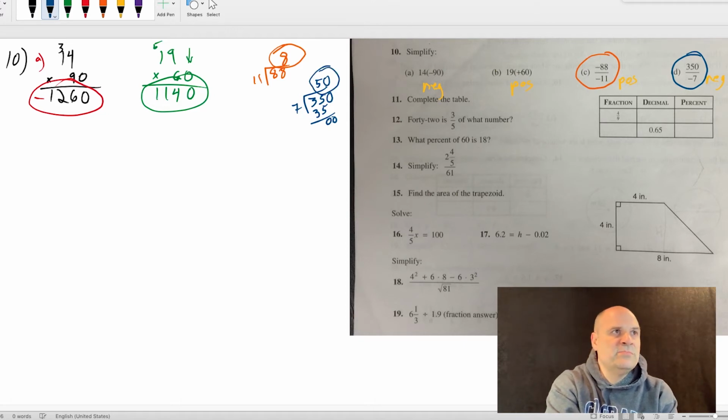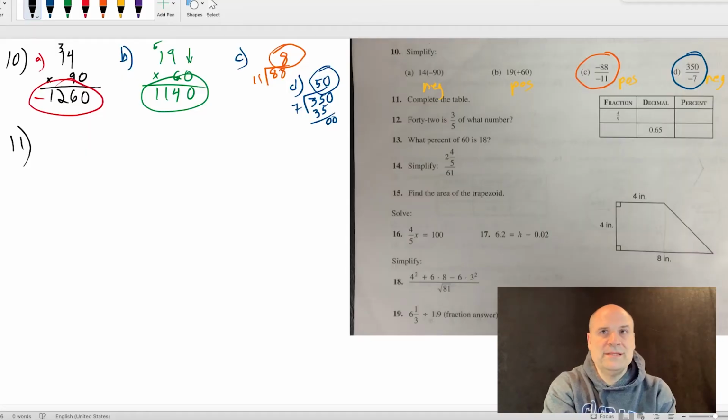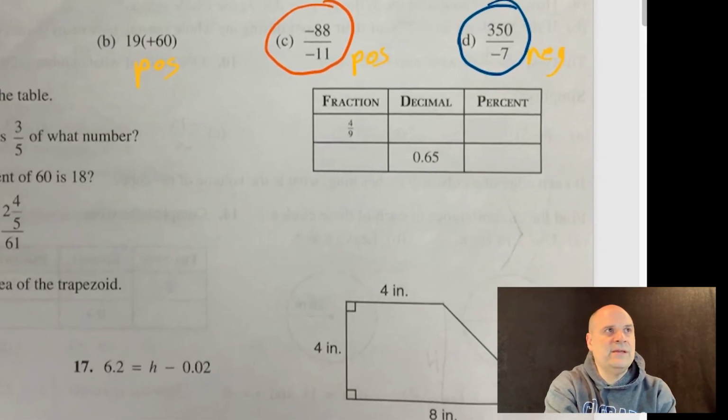All right, so here's B, here's C, and here's D. Good job. Well, I don't know that you did a good job. I'm just assuming you did a good job. All right, let's complete this table. I'm just going to go right over here, and we'll do it inside of here.